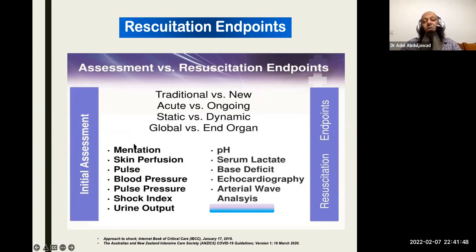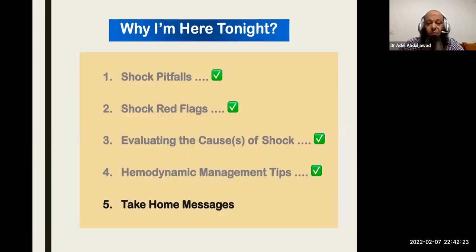Here you have the clinical assessment as endpoints, like the mentation, skin perfusion, the heart rate, the blood pressure, the urine output, the shock index. These are clinical indices. Moreover, you may have resuscitation endpoints like the blood gases, the pH, the serum lactate, central venous saturation. If you have the echo, you can measure the VTI, or another tool to assess the pulse contour, or the pulse contour analysis, to tell you the stroke volume or the cardiac output.